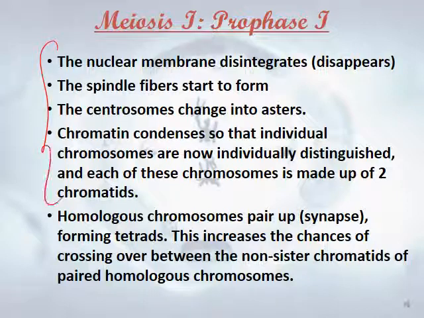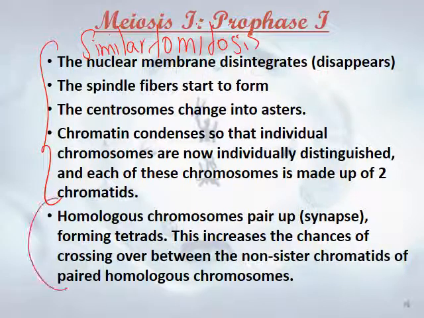All of them are similar to the process of mitosis, till now. The only difference is in this stage. Homologous chromosomes pair up and synapse, forming tetrads. They move one over the other, the chromosomes. This increases the chance of something called crossing over between the non-sister chromatids of paired homologous chromosomes. So this is the only difference.